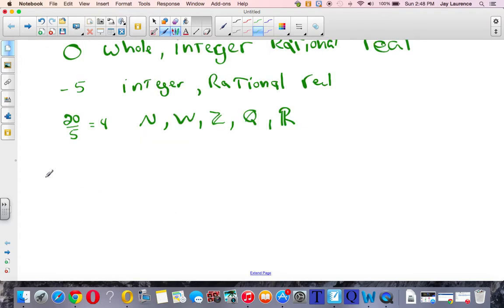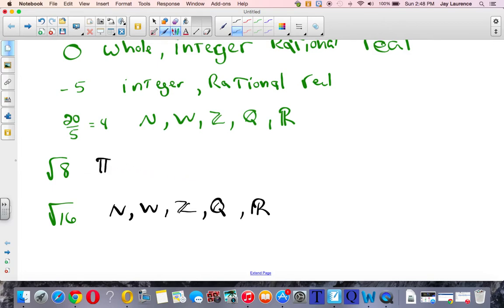All right, finally, the square root of 8 and the square root of 16. Well, the square root of 16 is plus or minus 4. So if you consider the positive one, you're talking about natural, whole, integer, rational, and real. Okay? Now, if you're talking about the square root of 8, there is no perfect square root of 8, so that's irrational and real. All right, there you go. There's your number classifications.